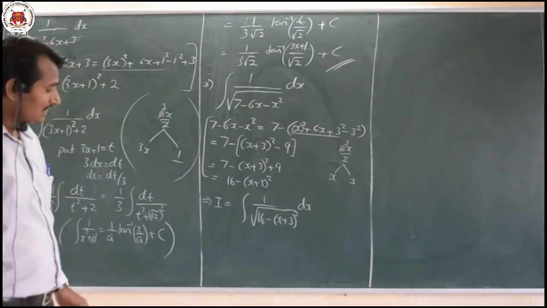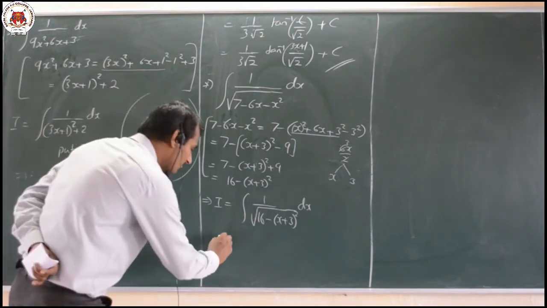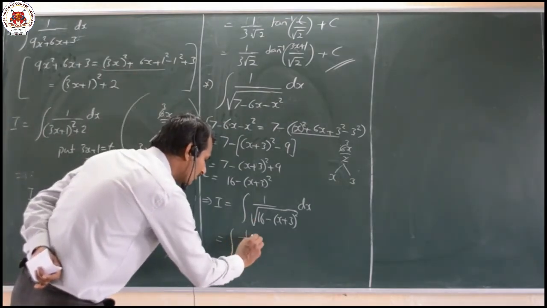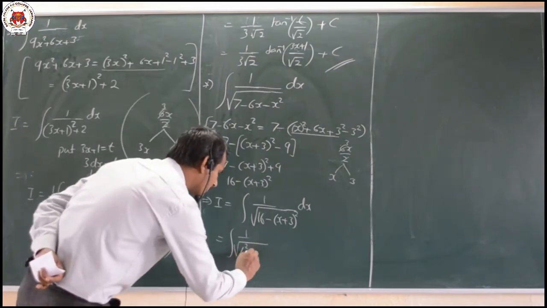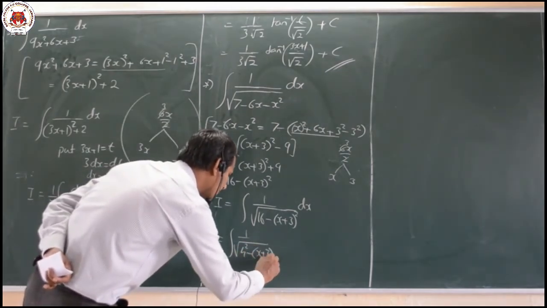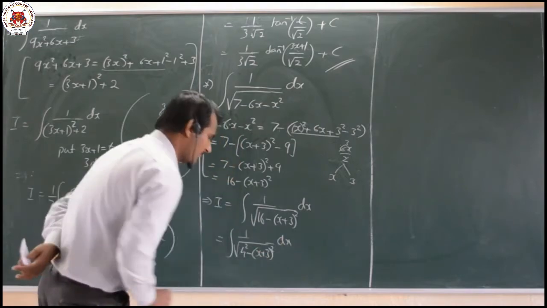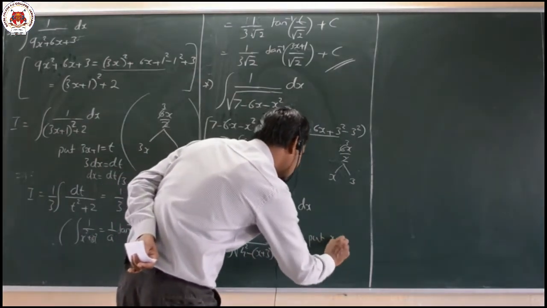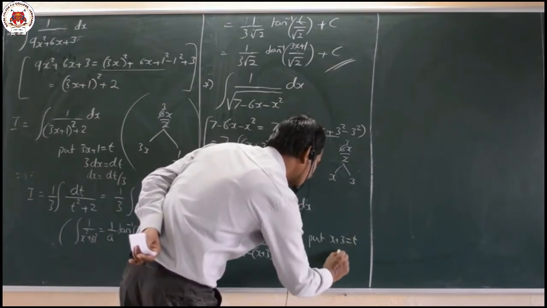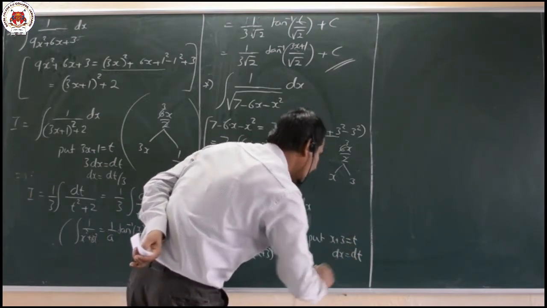Now here 16 can be written as 4 square, which is equal to the integration of 1 divided by root of 4 square minus x plus 3 whole square into dx. Now here I will substitute. What will I substitute? Put x plus 3 equal to t, that implies dx equals dt.